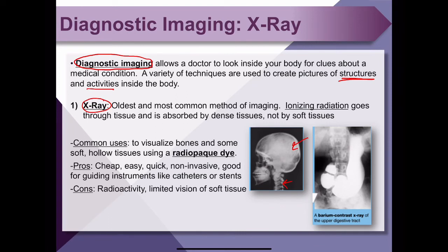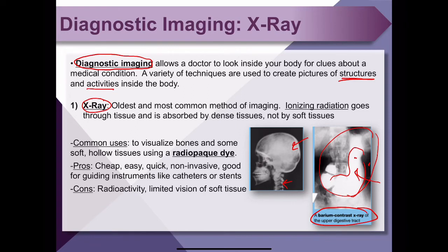If we need to visualize some soft and hollow tissues, sometimes a radiopaque dye can be added, or we ask the patient to drink something if we're looking at something in the digestive system, to enhance the image, like this barium contrast X-ray of the upper digestive tract here. So this really dense area doesn't mean there are bones there. It's actually the radiopaque dye that enhances the contrast between this upper digestive tract and the background soft tissues.